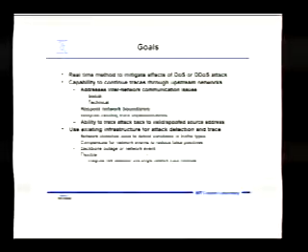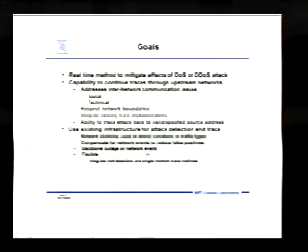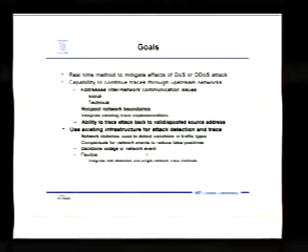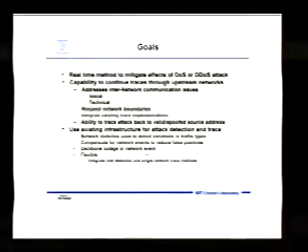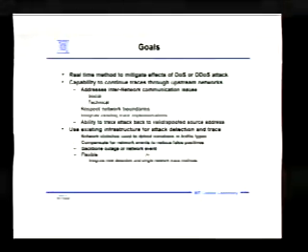Okay, so some of the goals of RID is to be a real-time method to mitigate the effects of DoS and DDoS attacks by providing a way to trace across network boundaries. This would also work for security incidents if there's a spoofed source.